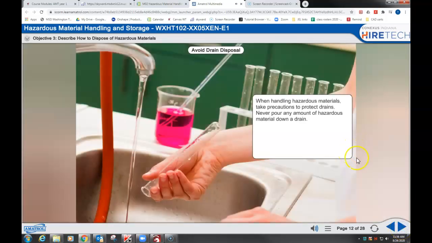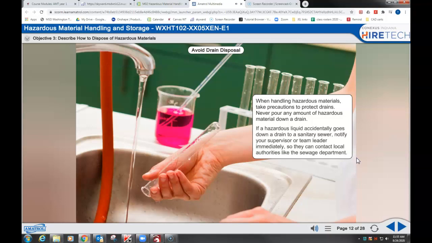When handling hazardous materials, take precautions to protect drains. Never pour any amount of hazardous material down a drain. If a hazardous liquid accidentally goes down a drain to a sanitary sewer, notify your supervisor or team leader immediately so they can contact the local authorities like the sewage department.